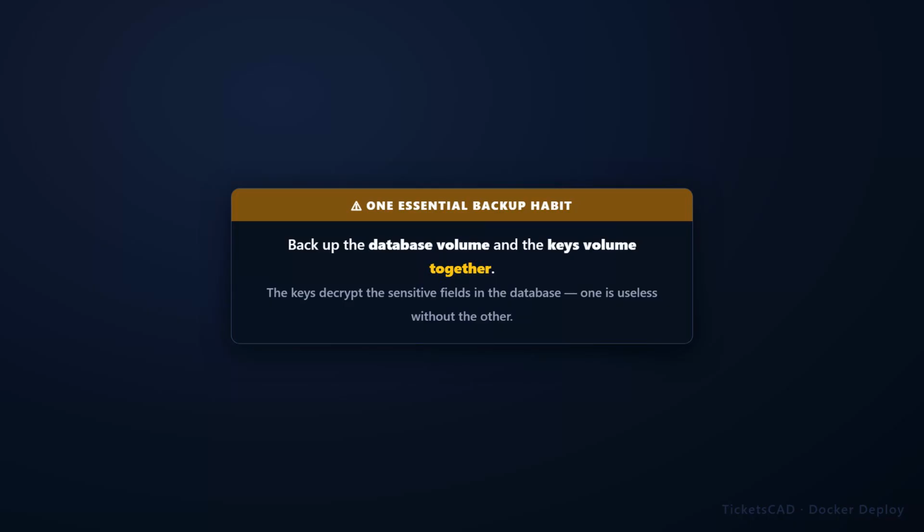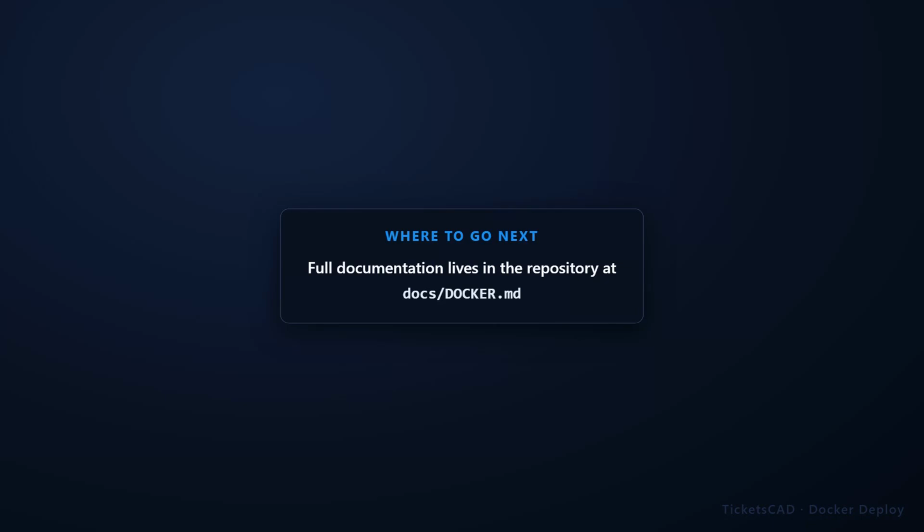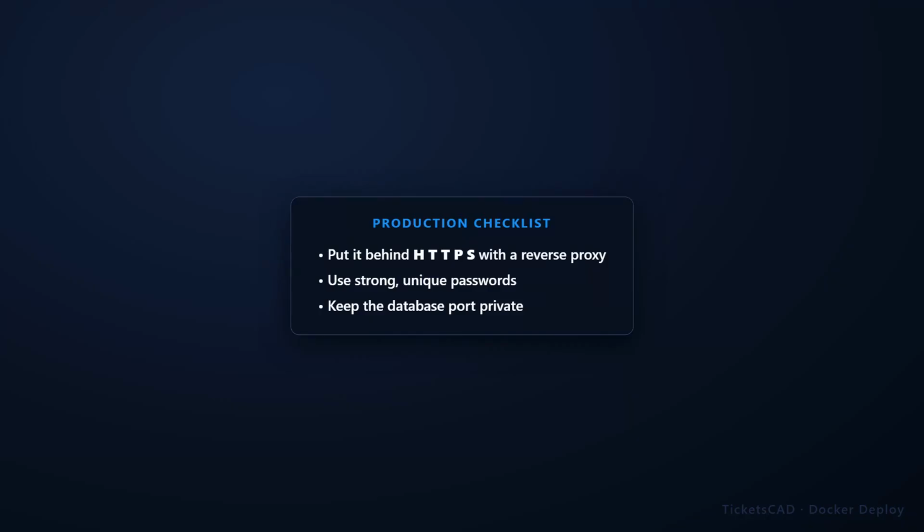And that is a complete TicketsCAD deployment, from an empty box to a working dispatch console, driven by a single command. The full documentation lives in the repository at docs/docker.md, and it includes a dedicated production section on putting the application behind HTTPS with the reverse proxy, using strong passwords, and keeping the database port private. Everything you need for a real internet-facing installation.